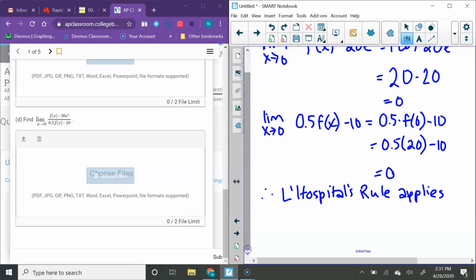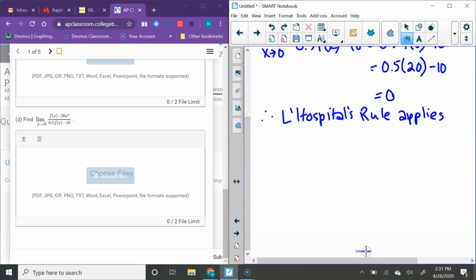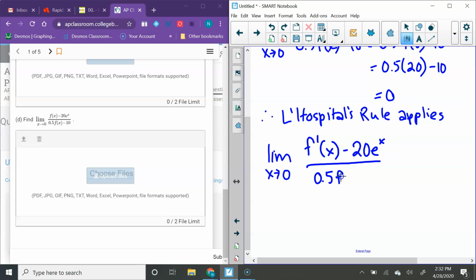Okay? So you have to say all of that first, or you won't get full credit for the problem. Now what we can do is take the limit of the derivatives here. So the limit as x approaches 0 of the derivative of the numerator would be f prime of x minus 20e to the x over 0.5 f prime of x, and then that 10, the derivative of it is just 0, so that part goes away. So we're going to plug in 0 now.